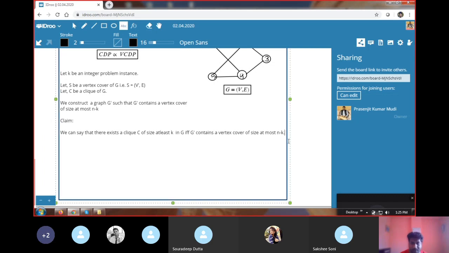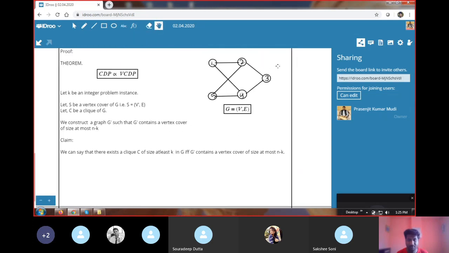We will prove this claim. If we can prove this claim, then we can prove that theorem, and if we can prove that theorem, we can prove that VCTP is an NP-hard problem. Okay, fine. So let's go for the construction of this G dash graph.